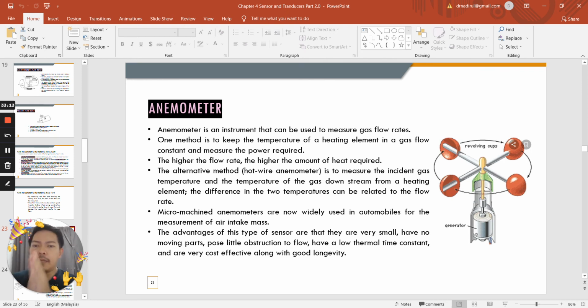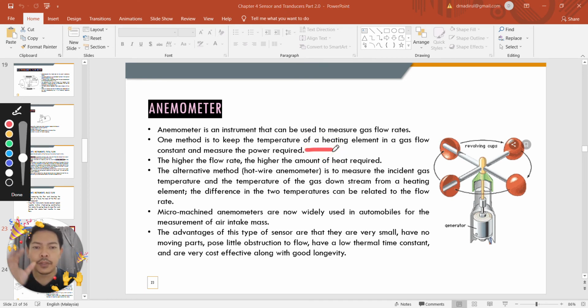Anemometer. An anemometer is a measurement device that can be used to measure gas flow rate. One method is to keep the potential of the heating element in the gas flow constant and measure the flow required. The higher the flow rate, the higher the amount of heat required. So when the flow rate is increasing, the amount of heat needed also increases.